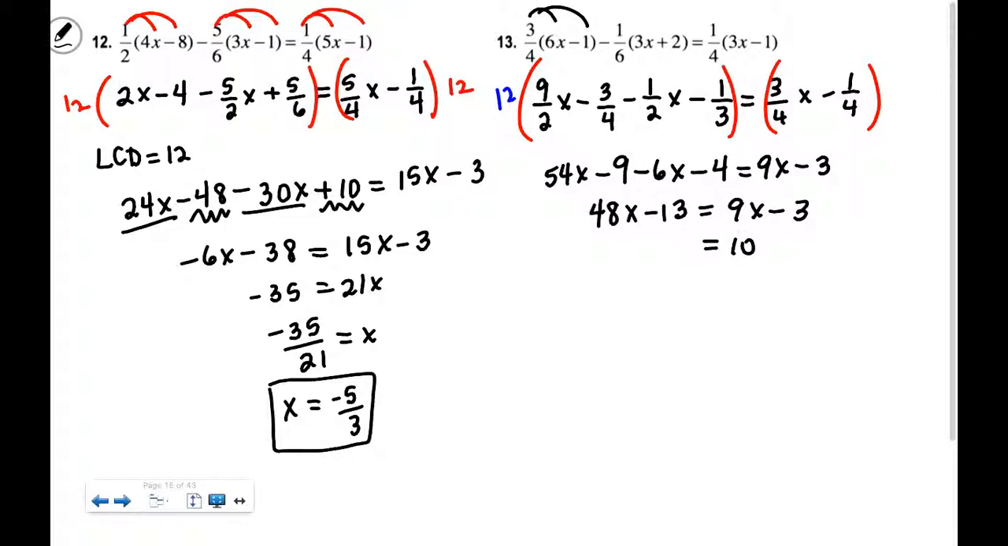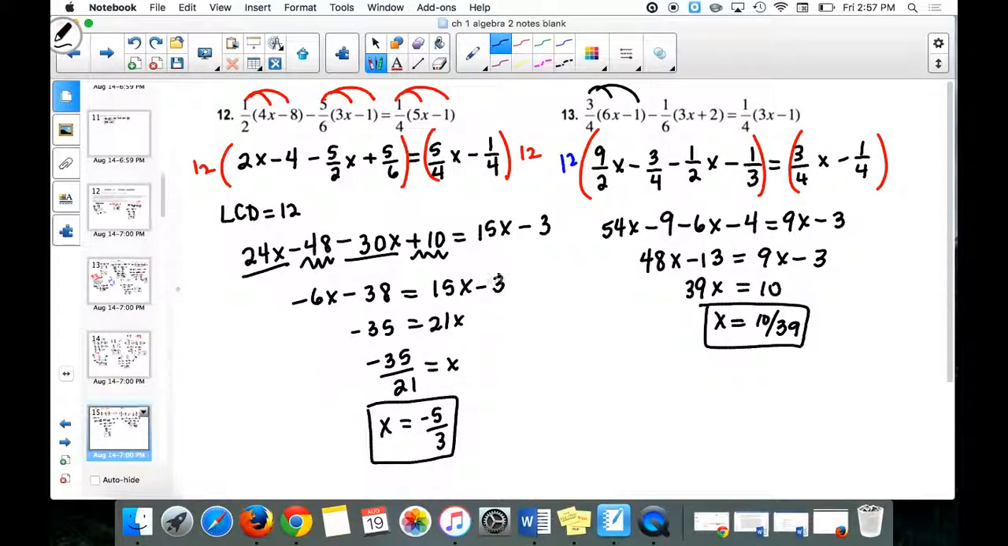All right. So subtract the 9 over. So I get 39x equals 10. Is everything all right there? Did I get that all right? So x is equal to 10 over 39. All right, so that's the very last one. All right, so we'll stop there.